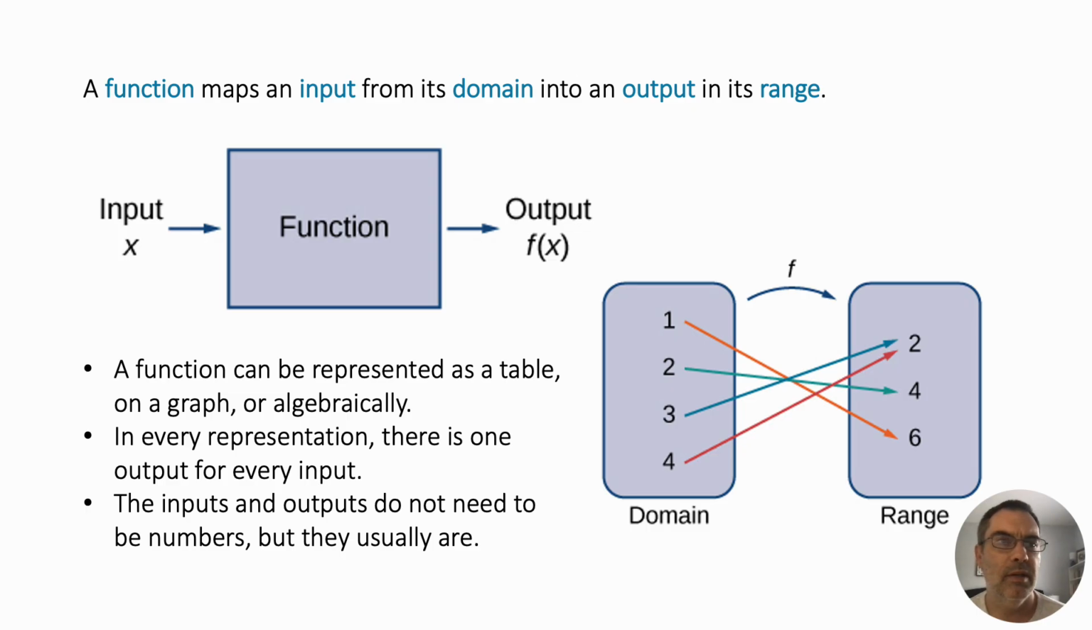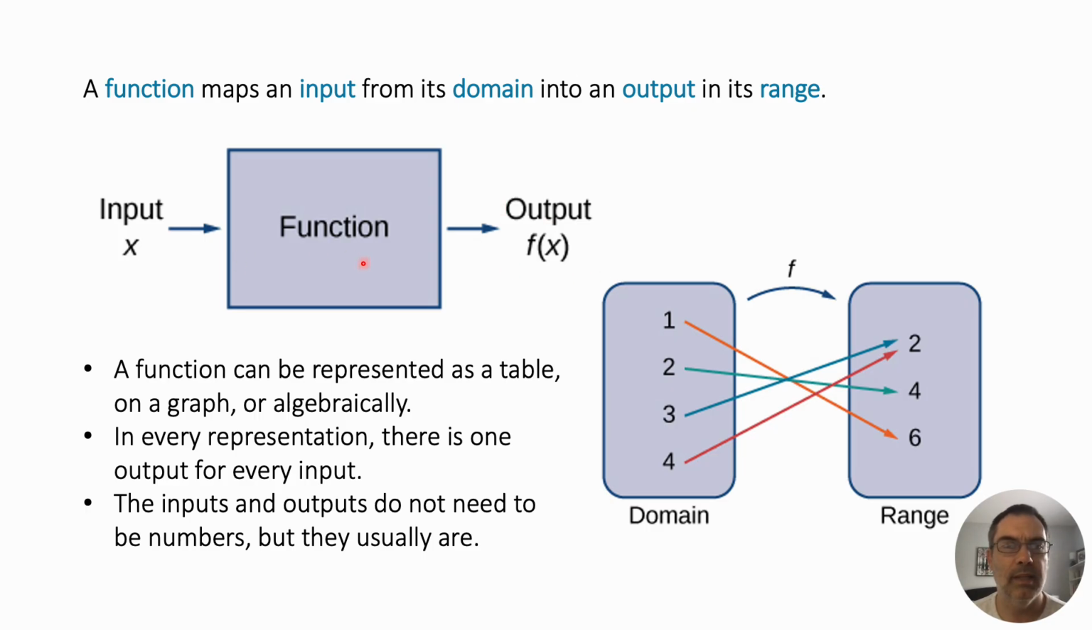So the first thing here is the technical definition of what a function does. A function is something that maps an input from its domain into an output in its range. So we have some key terminology here that's important to know when talking about functions. So the picture on the upper left illustrates the function process. You have an input, it goes into the function, and then you have some sort of output.